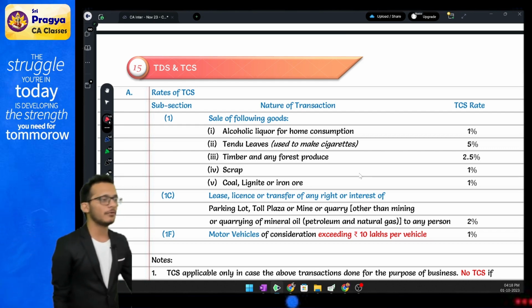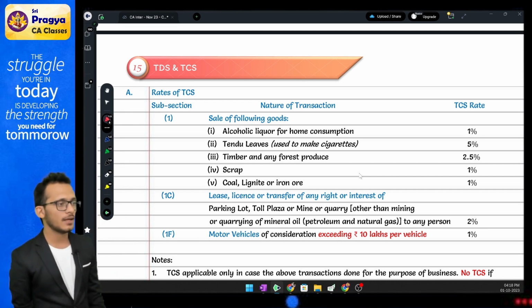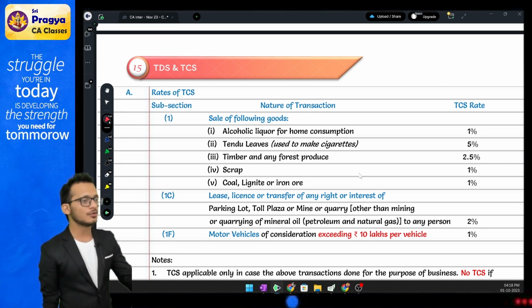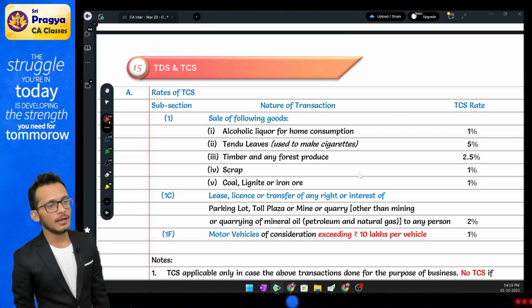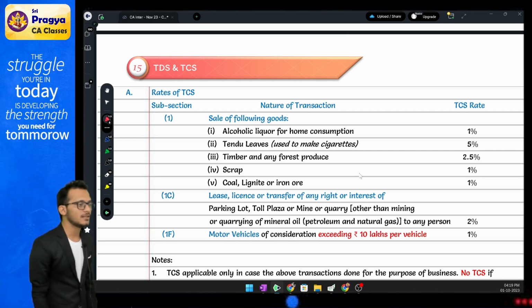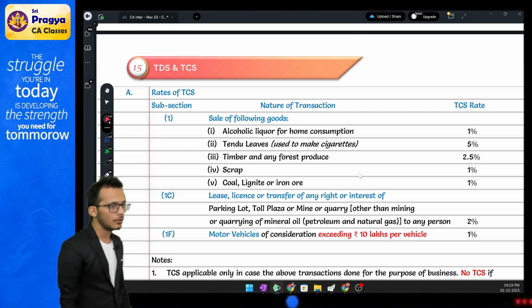Rahul, what will happen from manufacturer to dealer? 194Q will apply. At the same time, if the dealer to customer sale is also not more than 10 lakhs, TCS will not come, but we can check 194Q. So please be careful whenever you have a question where there are goods, you have to also check for 194Q.